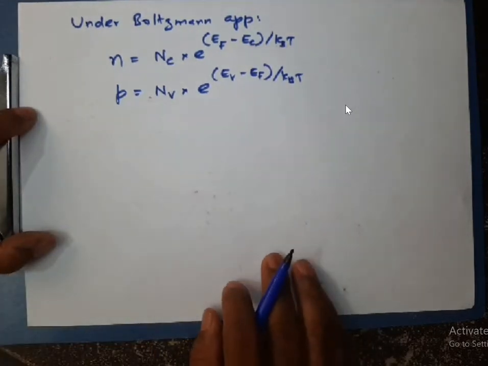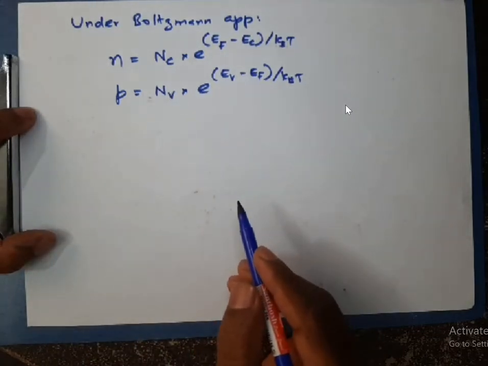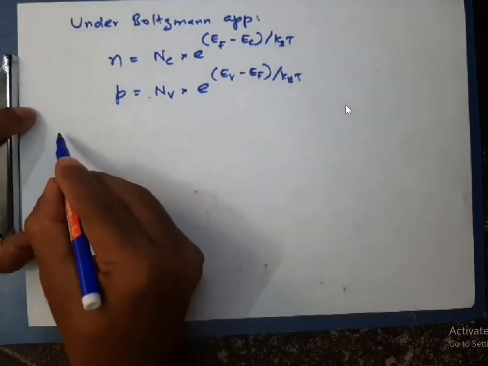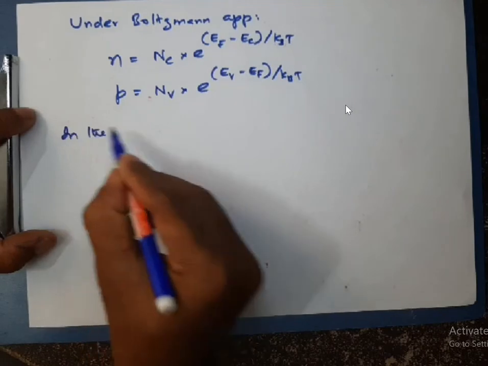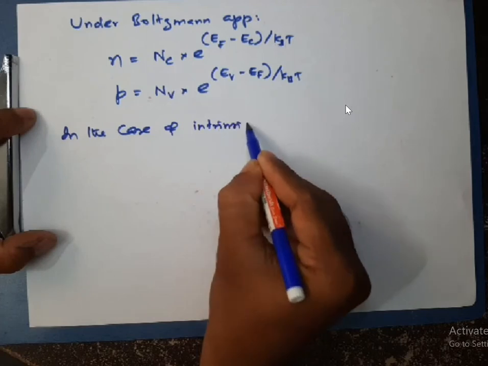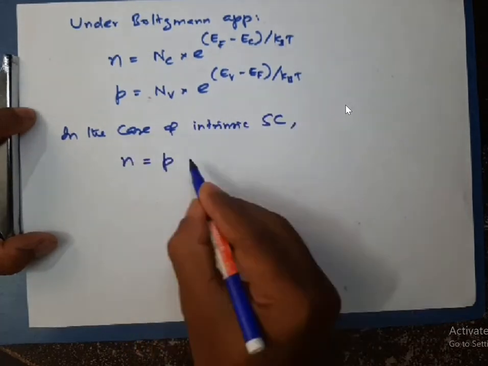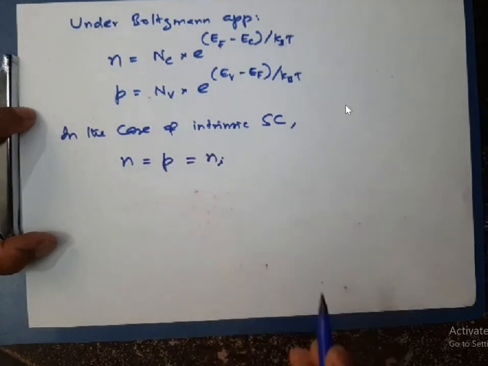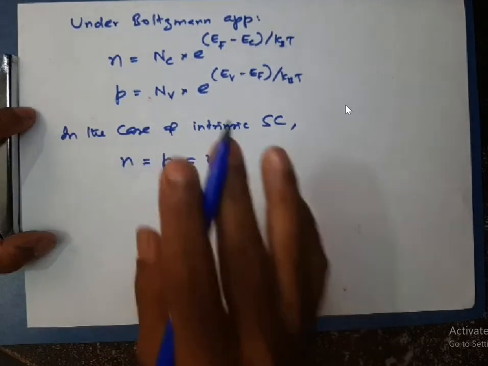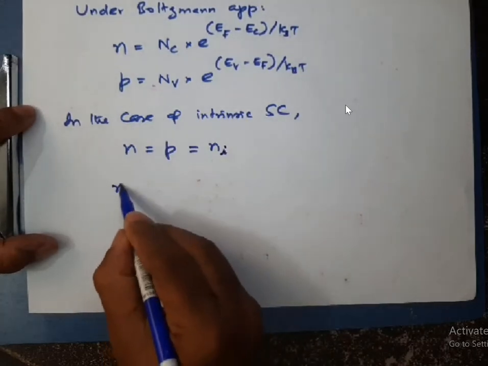What I'm trying to say is that in the case of an intrinsic semiconductor, the values of N and P are equal, which we represent simply as Ni. What is Ni? Ni is the intrinsic concentration of the carrier. Suppose I multiply N and P, what will I get?